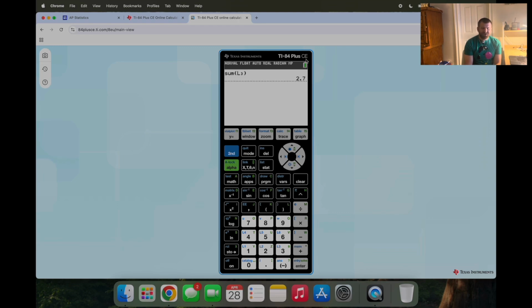Now, the biggest thing with your calculator and where it's helpful is with all of this inference stuff, whether that's proportion intervals, mean intervals, or a hypothesis test of some kind, including chi-square. So all of those live in the stat menu, and then over to tests.